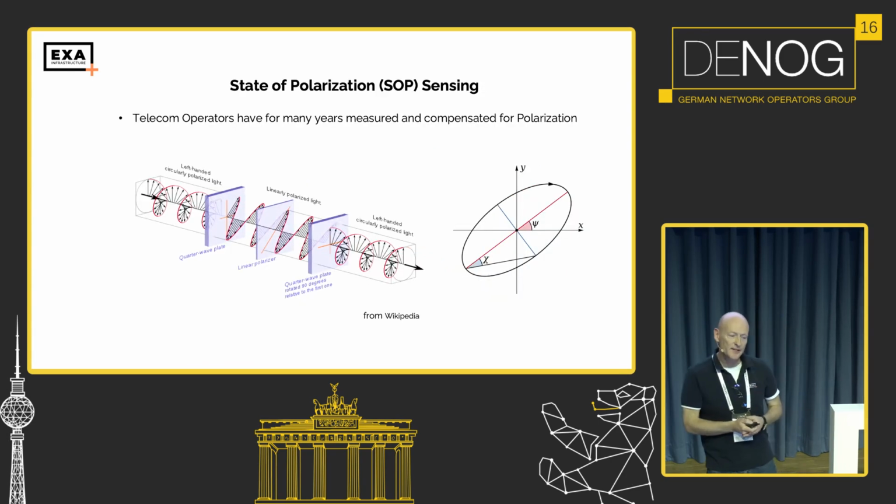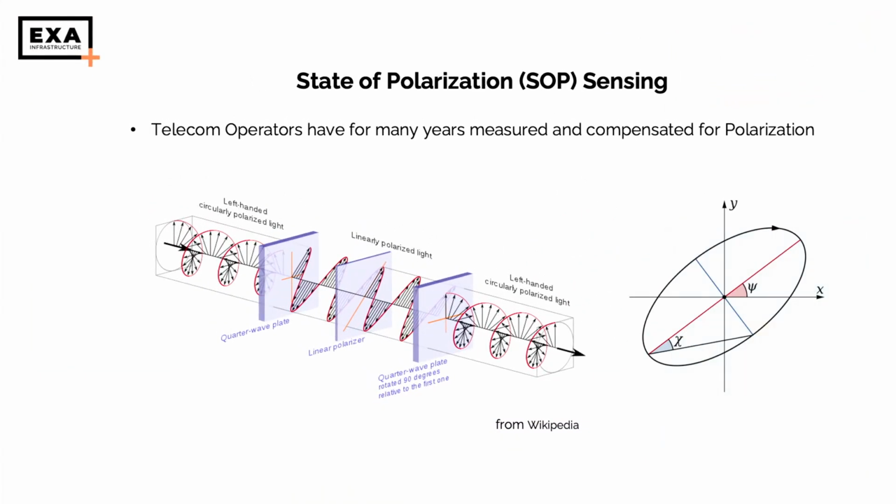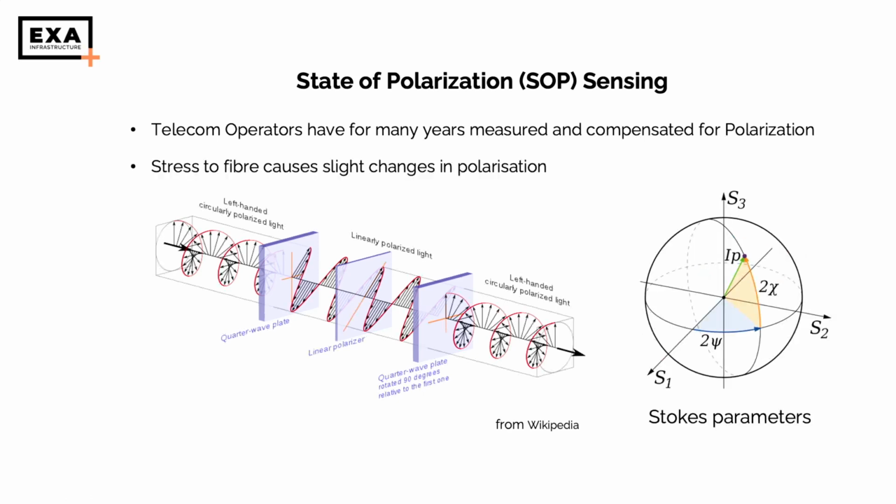The third method is state of polarization. When light passes through a fibre, it will be polarized, and telecoms operators have known about this for many years, and they've had to compensate for it. So all modern transponders are well able to compensate. If there's any stress to the fibre, the state of polarization will change.